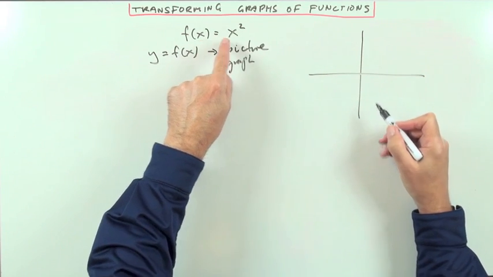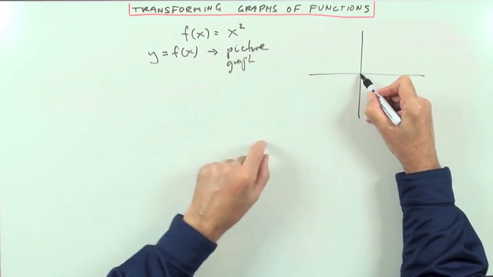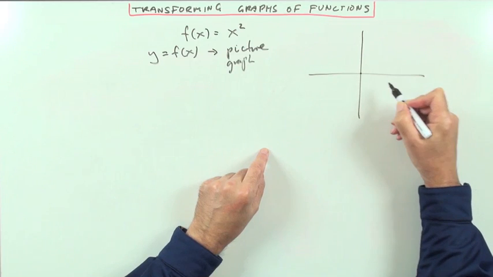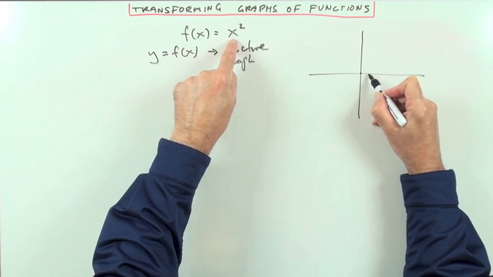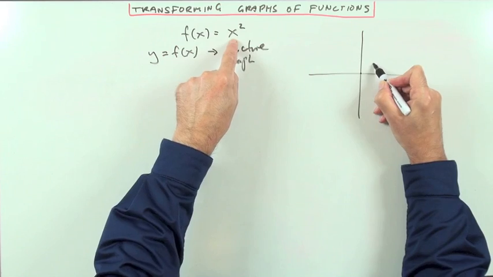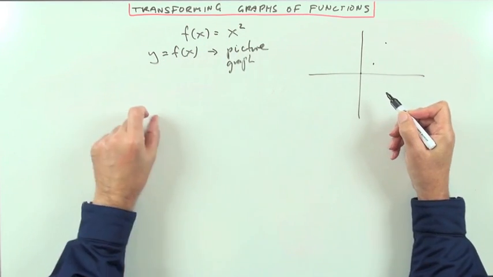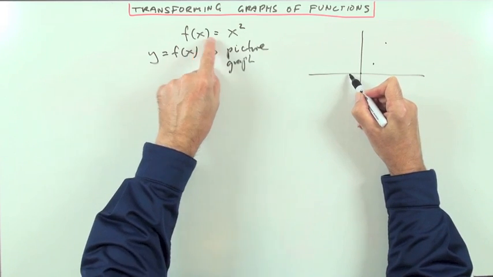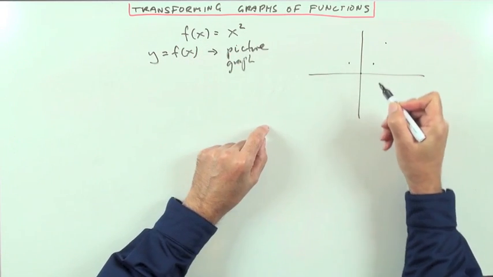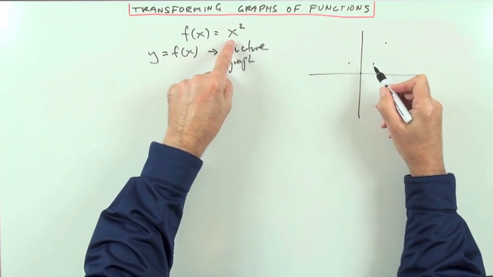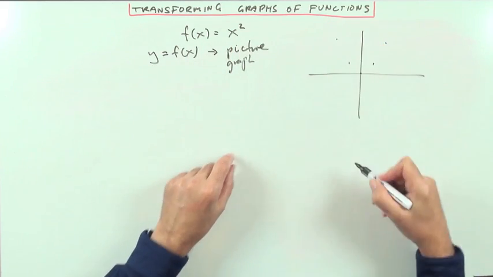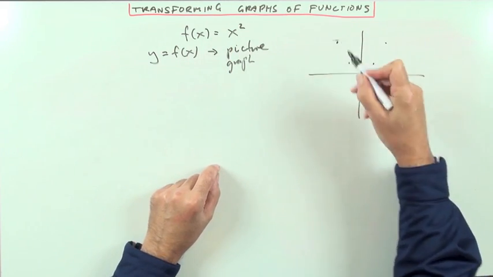At 0, the answer is going to be 0, so the y coordinate will be 0. At 1, the answer will still be 1, 1 squared is 1. At 2, the answer is going to be 2 squared, which is 4. At negative 1, the answer is negative 1 squared, which is back to positive 1. And at negative 2, it's going to be negative 2 squared, which is 4 again. We'll just stick with that.